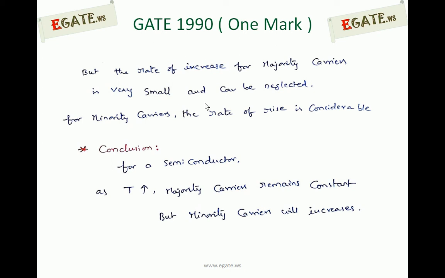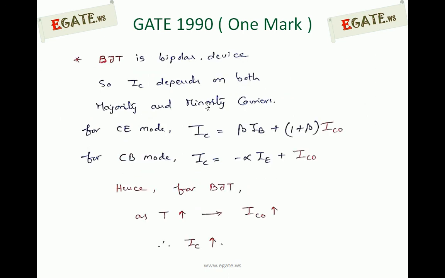The effect of increase in temperature is to cause an increase in minority carriers, not in majority carriers. The conclusion is, for a semiconductor, as temperature increases, majority carriers remain almost constant, but minority carriers will increase. From this conclusion, we are going to give the answer.